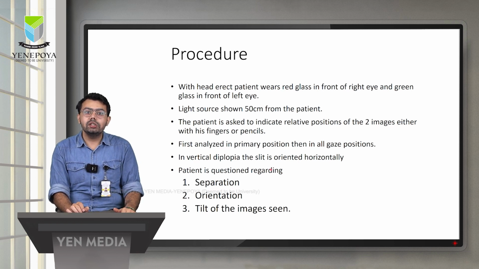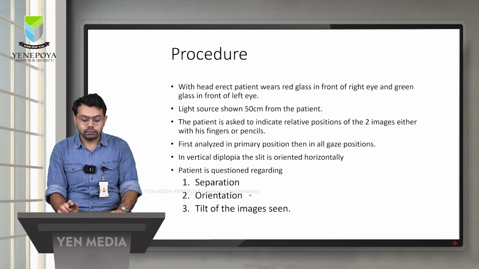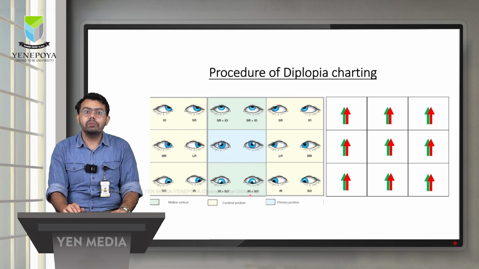The patient is questioned about three things: the separation, the orientation, and the tilt of the image seen. So this is the procedure. First we will do the primary position, then the midline position, which is superior and inferior, followed by dextro elevation, dextro depression, levo elevation, and levo depression, in all 9 positions of gaze.